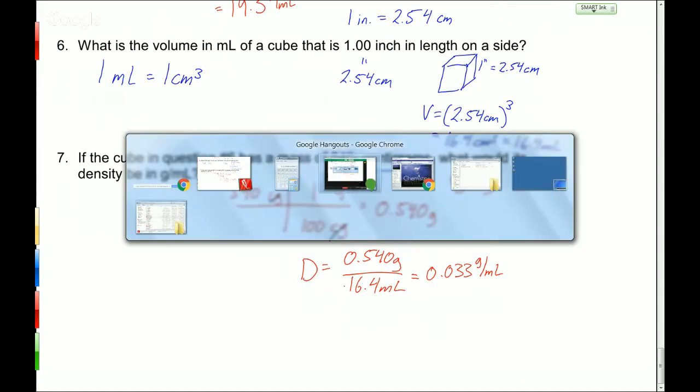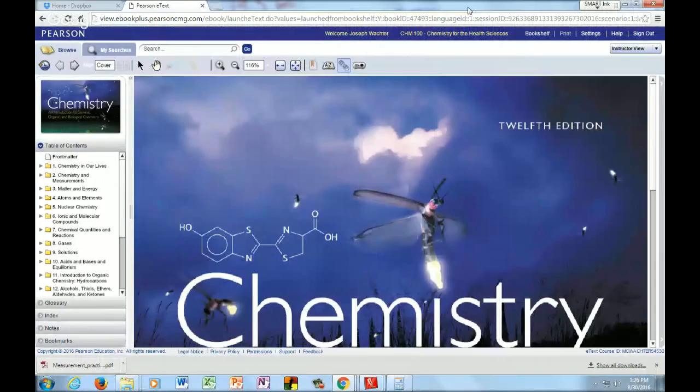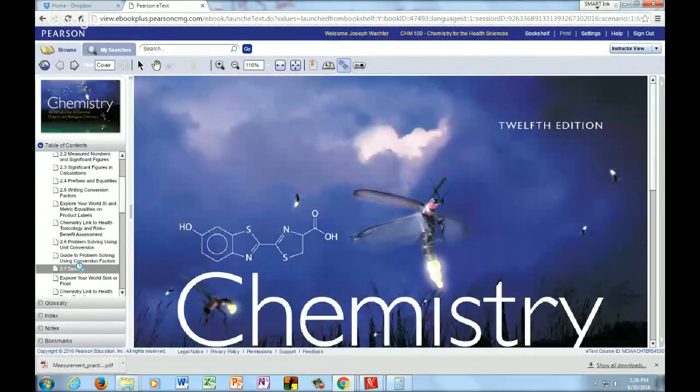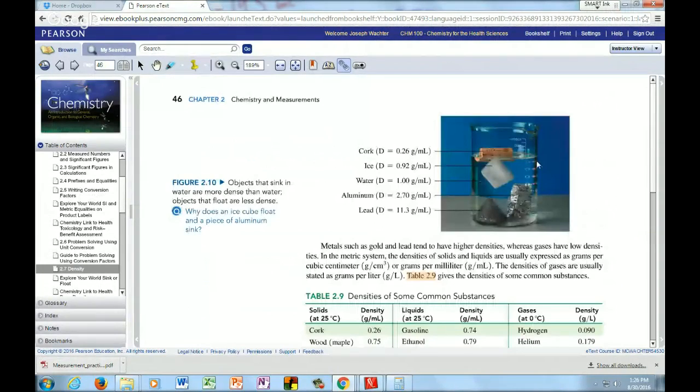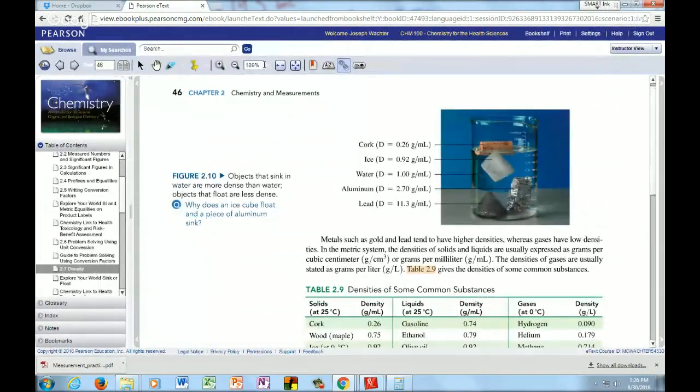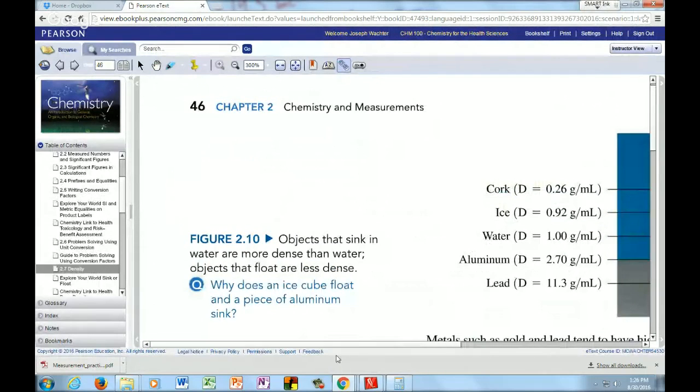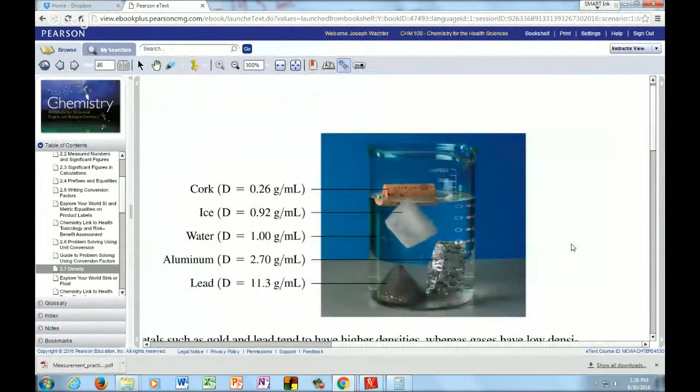Yeah. If we look in the book here, there's a neat picture. Chapter 2. Right here. Okay. We see some objects floating in the water there. So water has a density of 1. Then you see some things with a greater density, aluminum and lead, which sink to the bottom. And then things with lower density, ice and cork, which float up to the top.